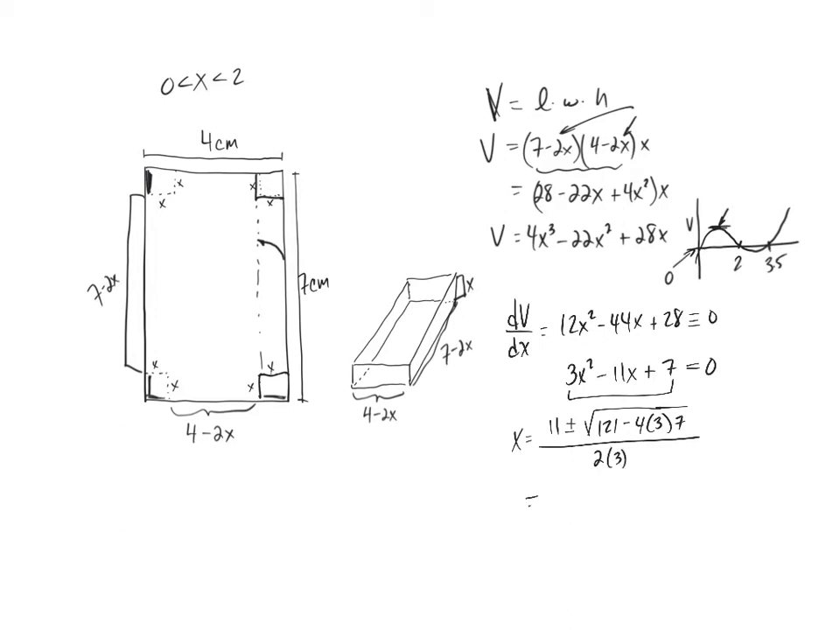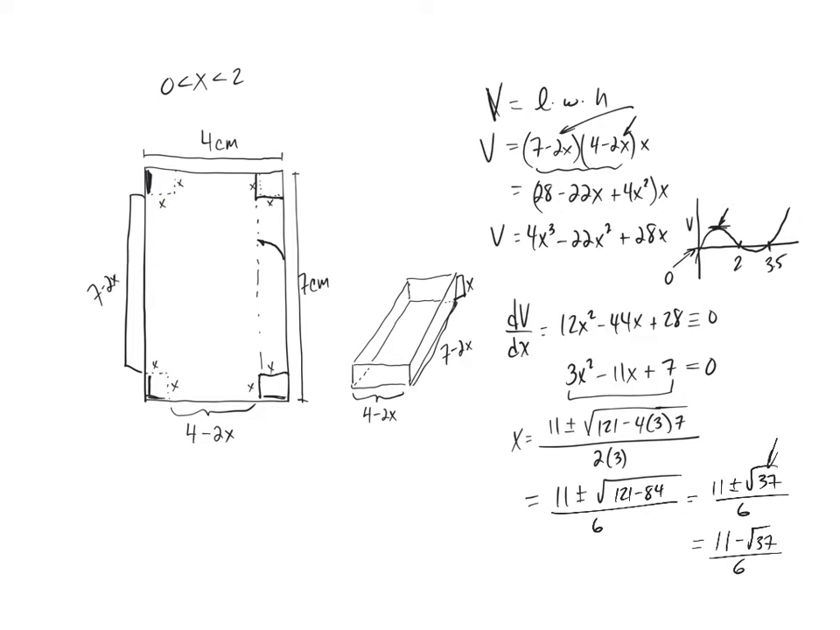And let's see, God knows what that's going to be: 11 plus or minus the square root of 121 minus, let's see, 12 times 7 is 84, so 121 minus 84, all over 6. 121 minus 84 is like 37, I guess. So it's 11 plus or minus root 37 over 6. Now, the square root of 37 is about 6 or so. It's going to be a little bit bigger than 6. So 11 minus 6 over 6 is going to be about 5 over 6. That's going to be a little less than 1 inch. That's probably the answer, 11 minus root 37 over 6.